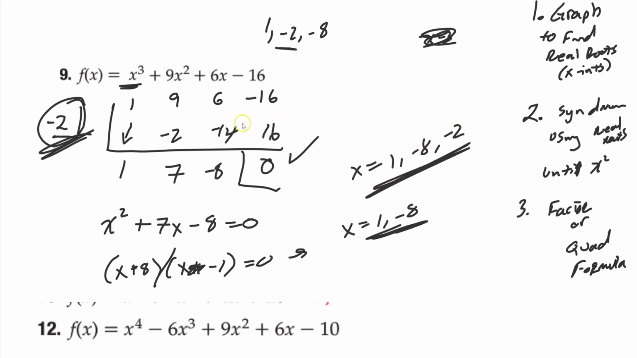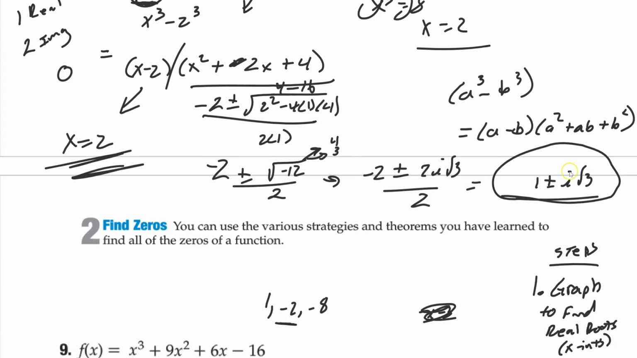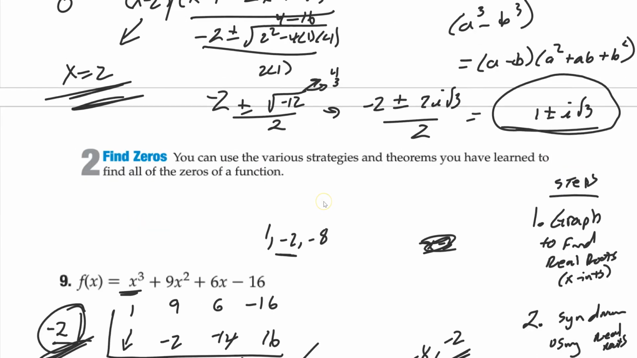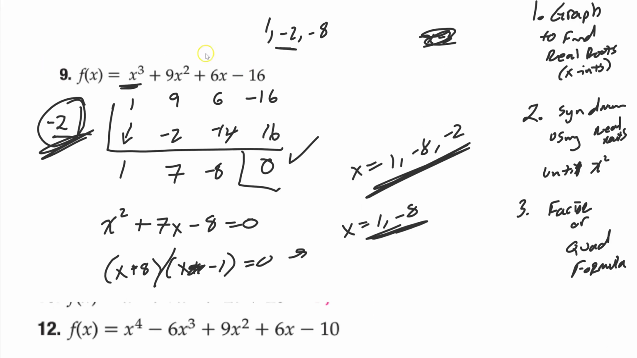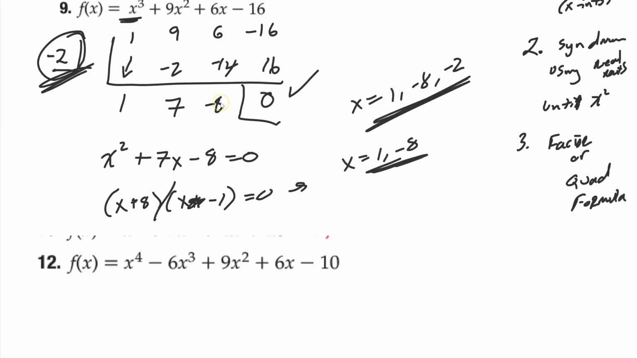So why did I go through this trouble? Because these happen to all be real roots. But what happens if you get one real root and a couple of imaginary roots like we did up here? You're not going to find those on a graph. So that's why we need this process, to help us find the imaginary roots. The real roots are easy. The imaginary roots are where there are problems. So let's try that on the next one.